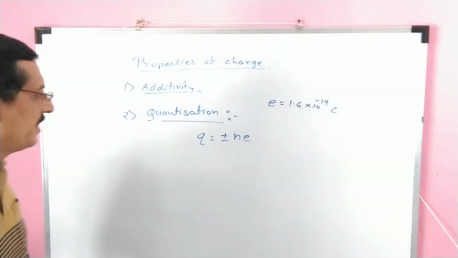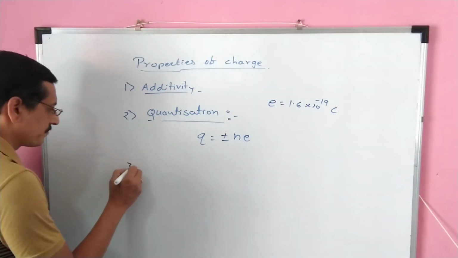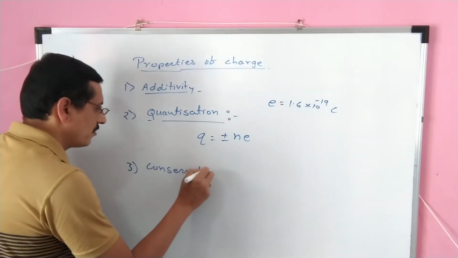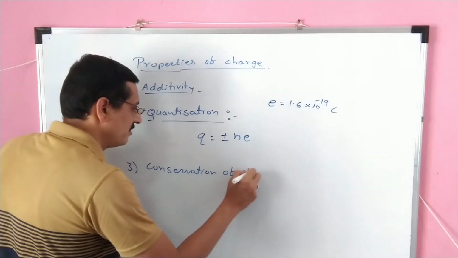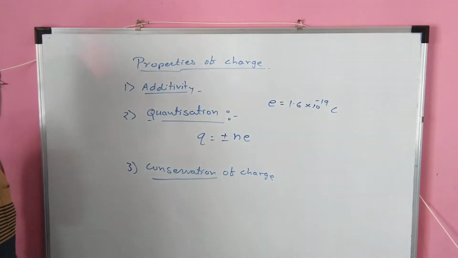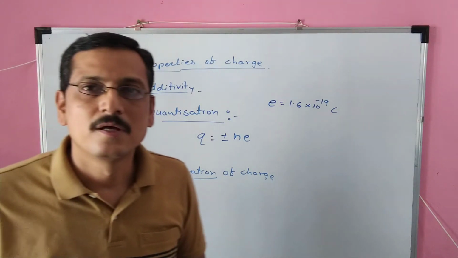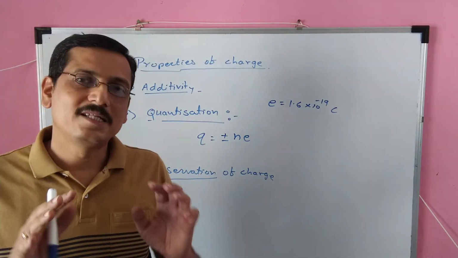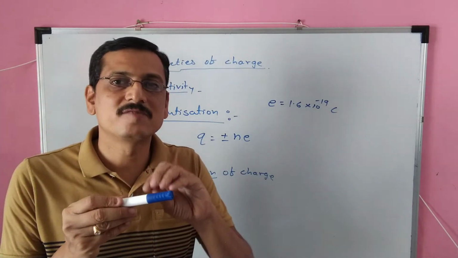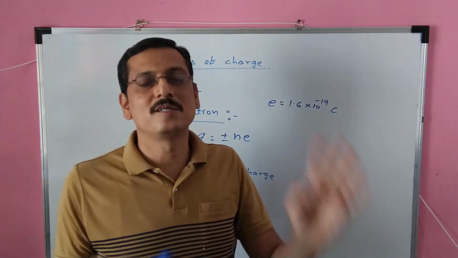For the next property, it is conservation of charge. This one is a very simple one, student, the conservation property. So conservation property means what? Charge can neither be created nor be destroyed, only it can be transferred from one body to another body.